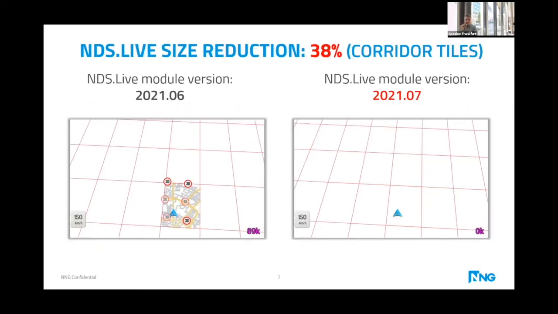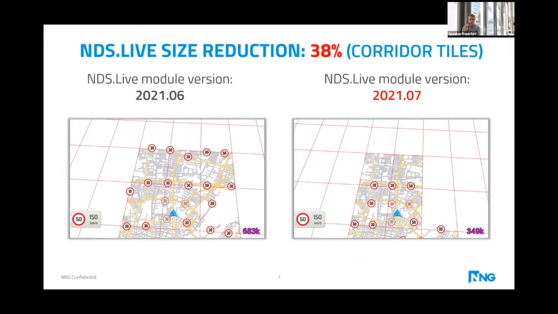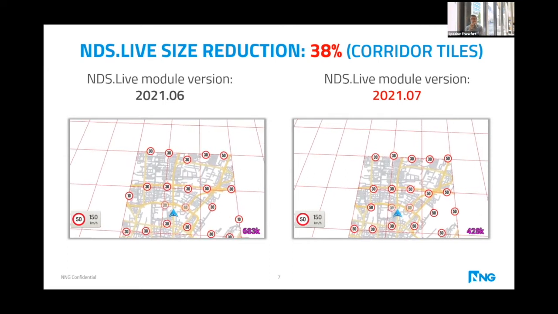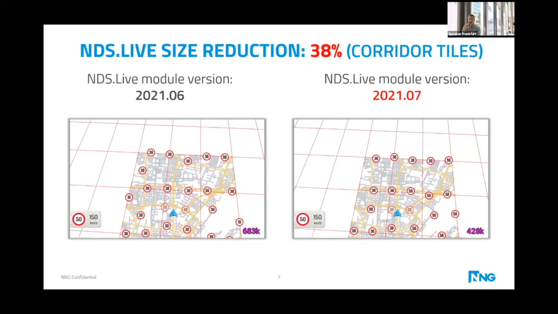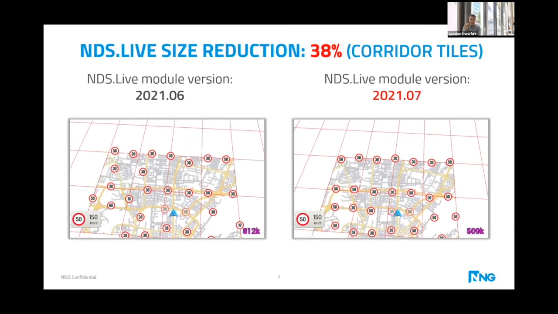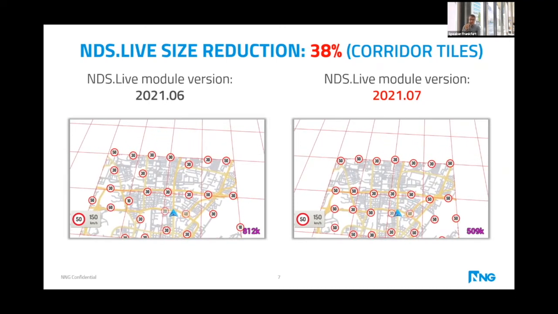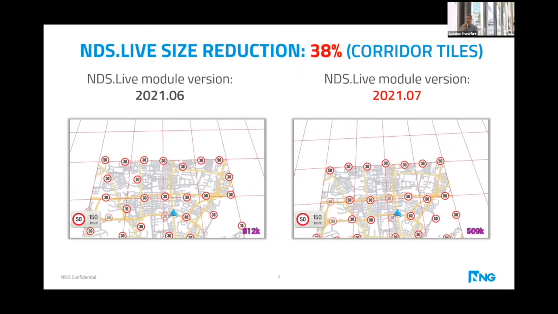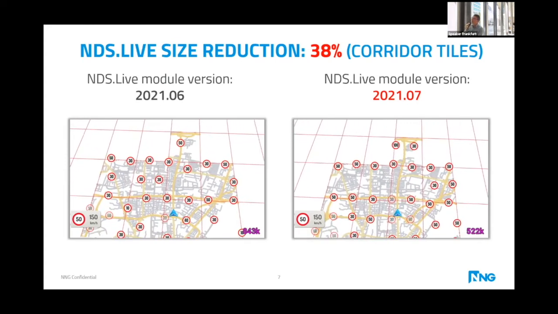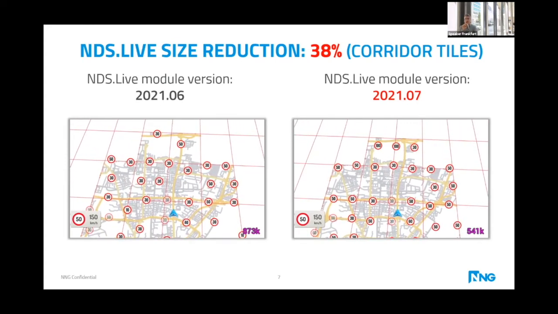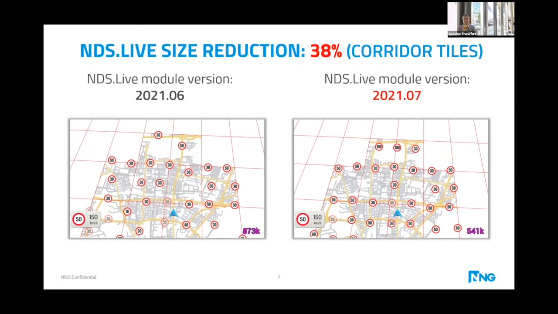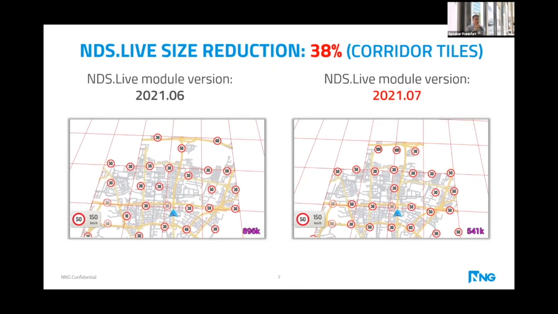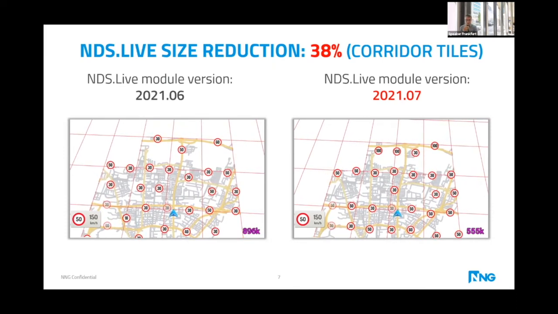Now let's see it in a way that we are streaming, requesting a list of tiles around the car position, around the horizon. And then we see that we achieve the same size reduction ratio. So it's again 38%, just simulating this route in a downtown area with a dense network.